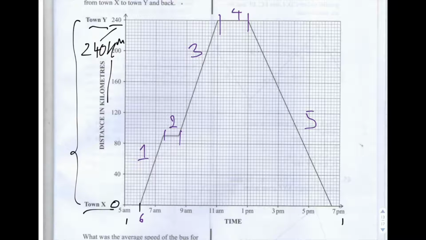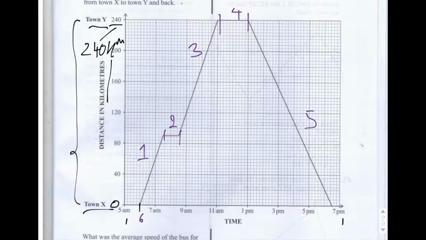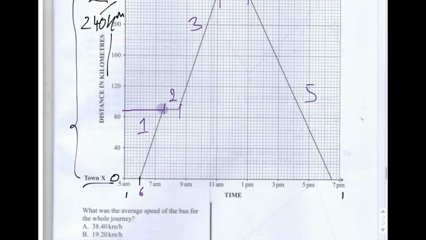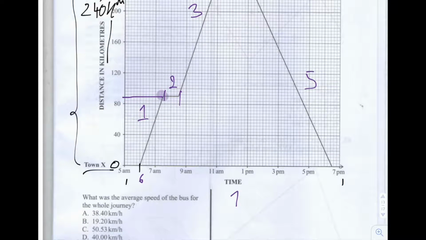So let's work out the distance travelled or covered by the bus in each of the parts 1, 2, 3, 4 and 5. We will do that by looking at where each of the parts end. So part 1 ends here, and we'll read across. So in part 1, the bus driver covers 90 kilometers. So let's make a note of that. In part 1, the driver covers 90 kilometers.